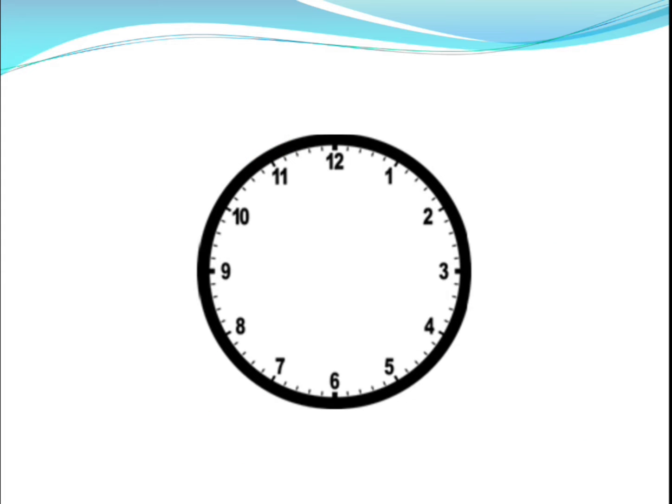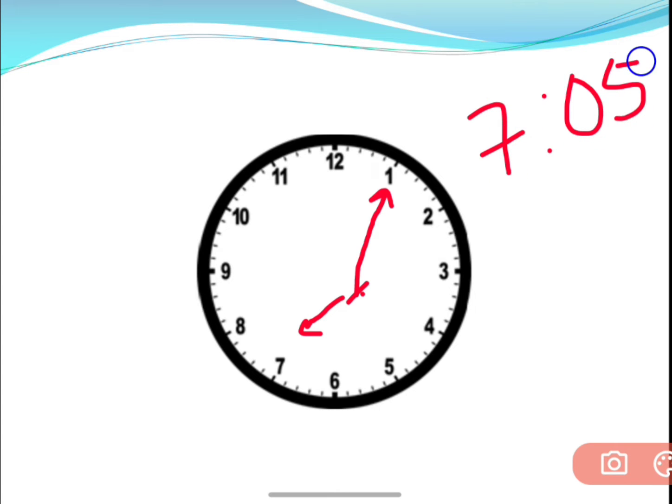For example, if the short hand is pointing to 7 and the longer hand is pointing to 12, that means it's 7 o'clock. It is 7 a.m. or p.m. But if the same short hand is showing 7 as it is and the longer hand is showing towards 1, if it is pointing towards 1, that means it's 7:05. Okay, 7:05, that means the hour is 7 and the minutes are 5.